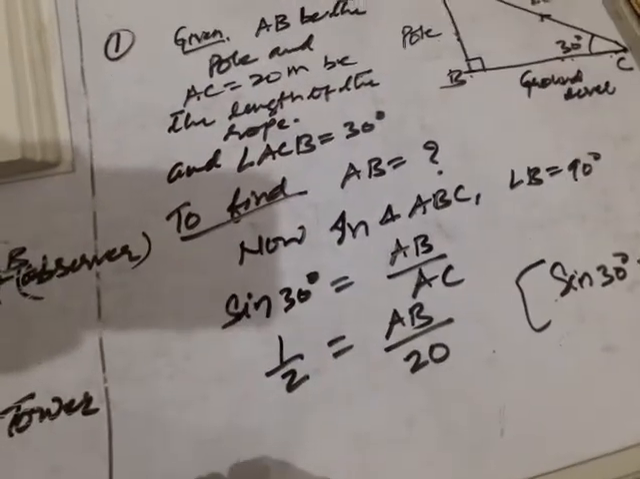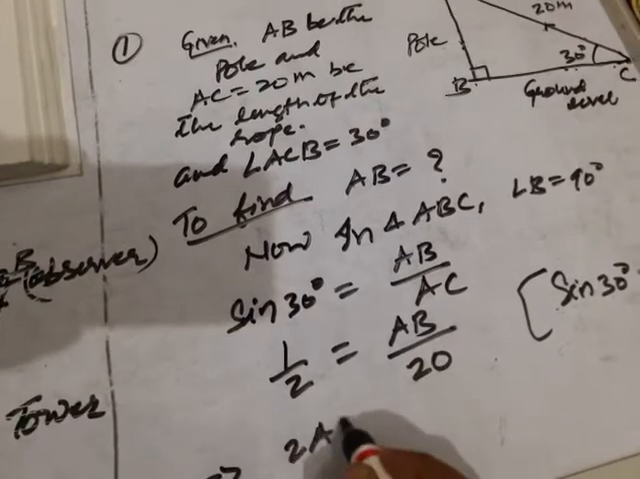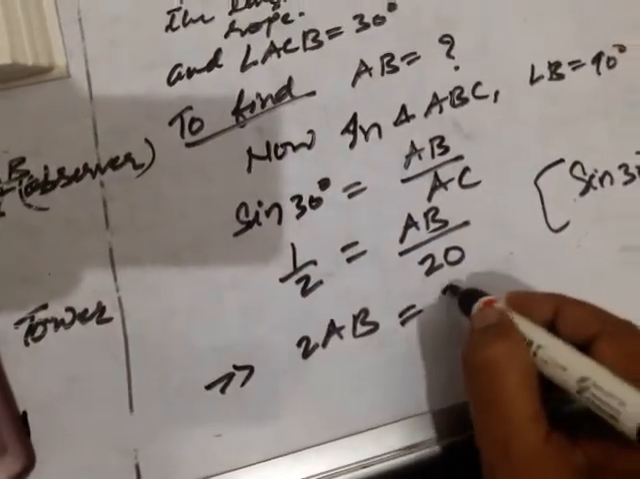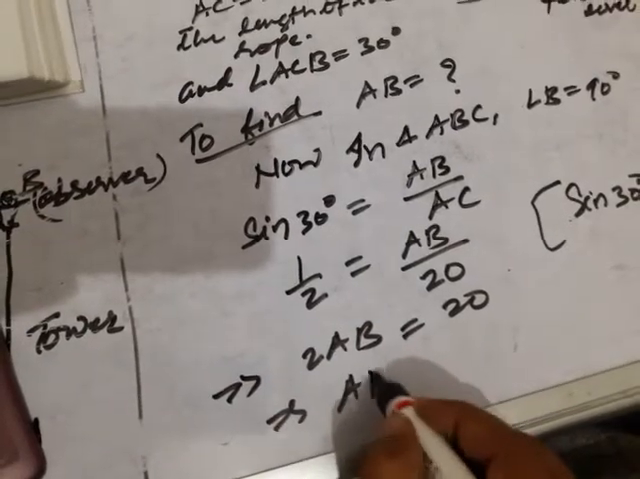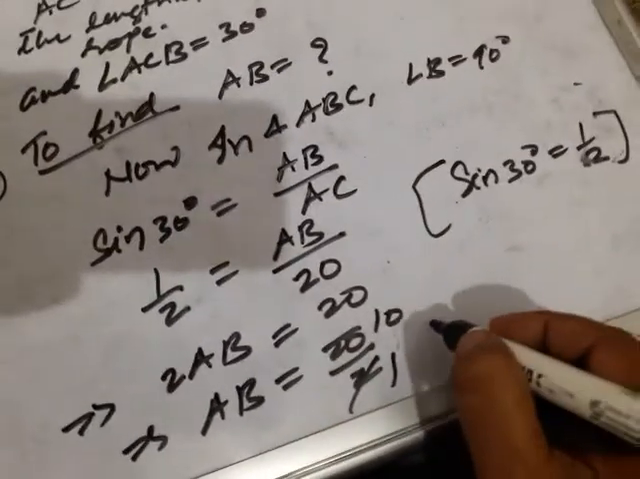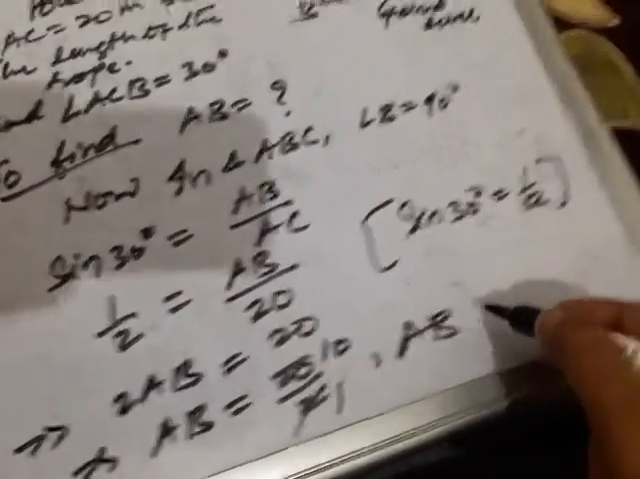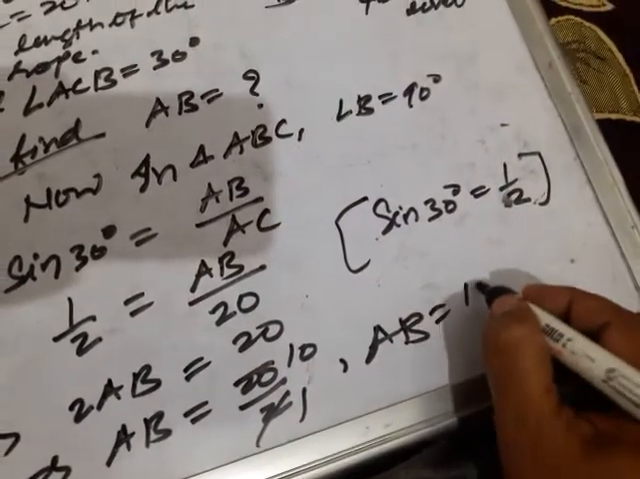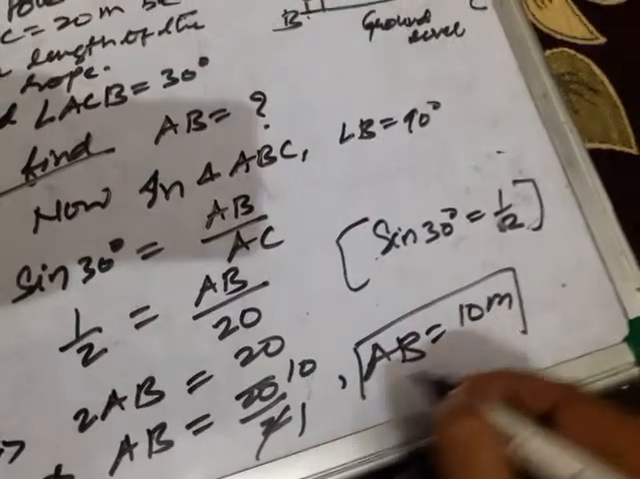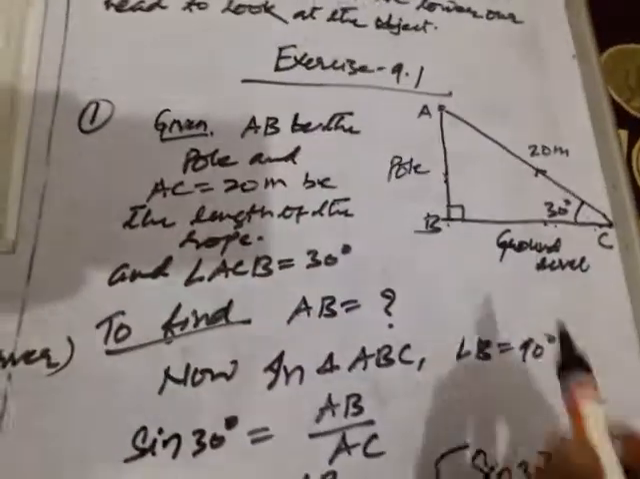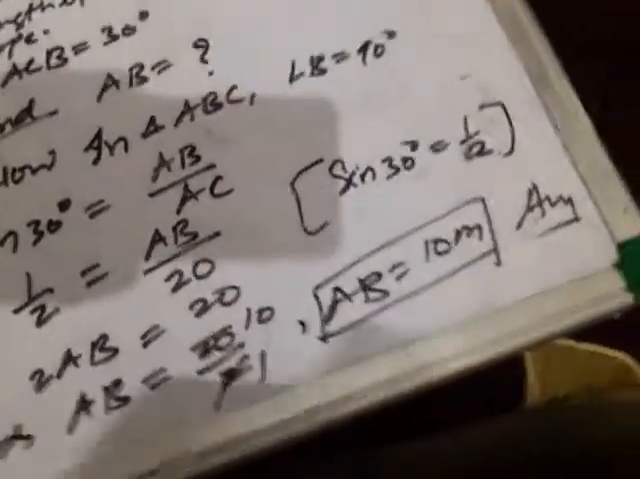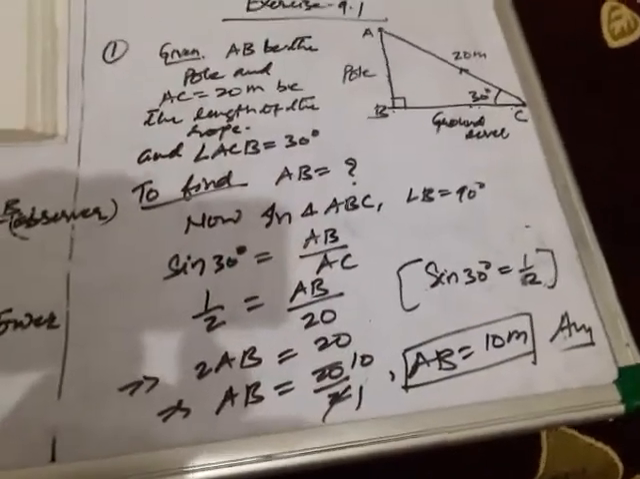Now by cross multiplication, this implies that 2AB equal to 20. This implies that AB equal to 20 upon 2, that is 10. So AB equal to 10 meter. What is this AB? AB is the vertical height, the height of the pole. Okay children, so your first question is over. Is there any doubt? This was the easiest question. This question may be asked for 1 mark or 2 marks in your examination, so be careful.